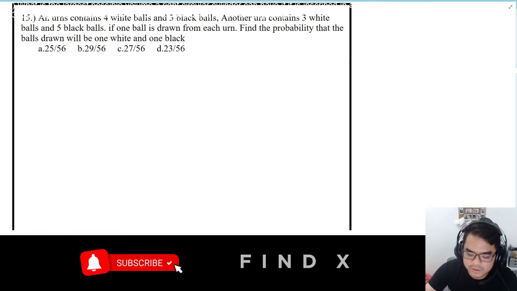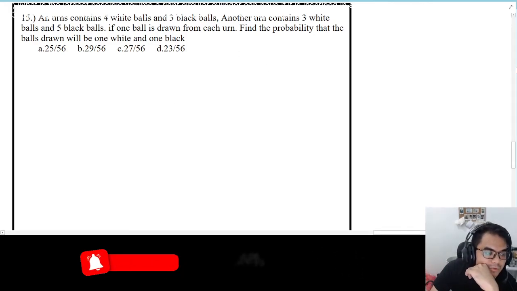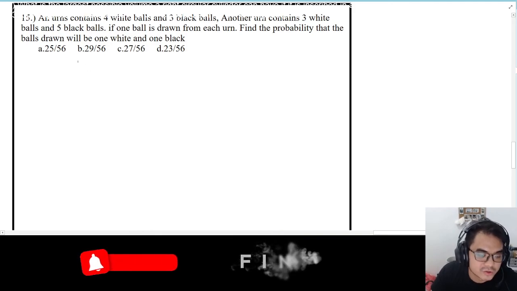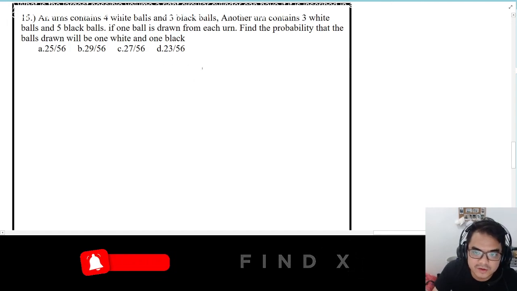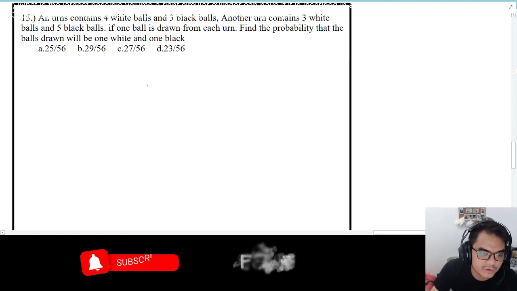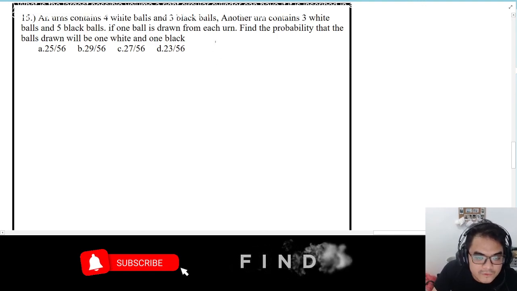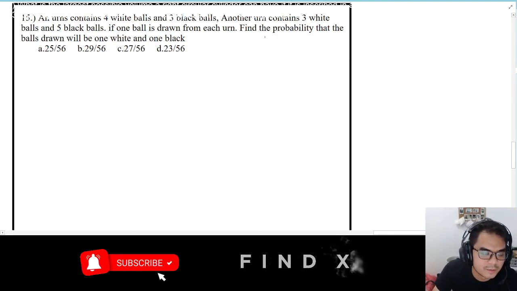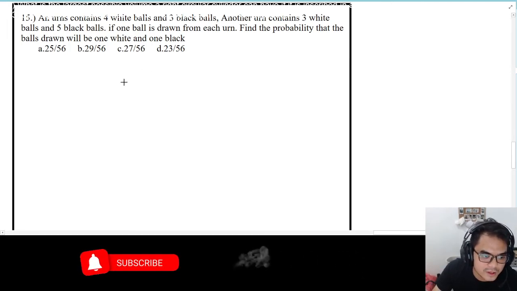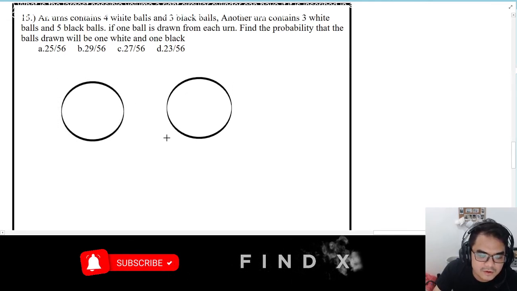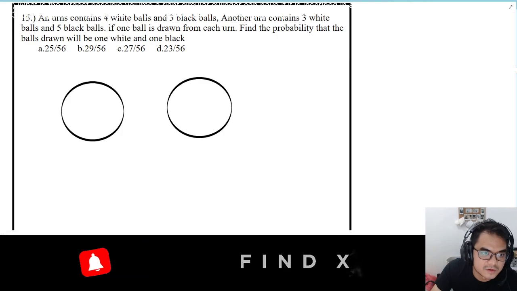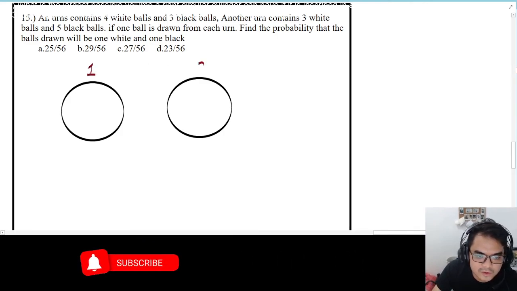Okay. So we have here the number 15, and this is actually the last one. So we have an urn containing 4 white balls and 3 black balls, and another urn containing 3 white balls and 5 black balls. If one ball is drawn from each urn, find the probability that the balls drawn will be 1 white and 1 black. So we have here 2 urns, right? Let's say this is the first urn, and then we have the second urn.